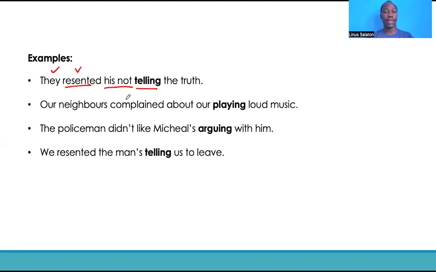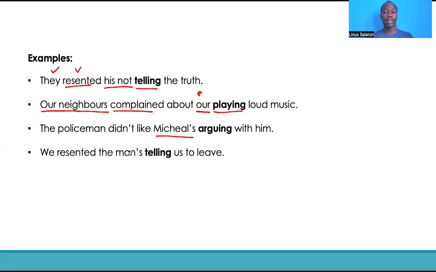"Our neighbors complained about our playing loud music." Our neighbors is the subject, followed by the verb, then "our," the possessive form, followed by the gerund "playing loud music." Look also at these two other examples. "The policeman didn't like Michael's arguing with him." Michael's is the possessive form, followed by the gerund "arguing."